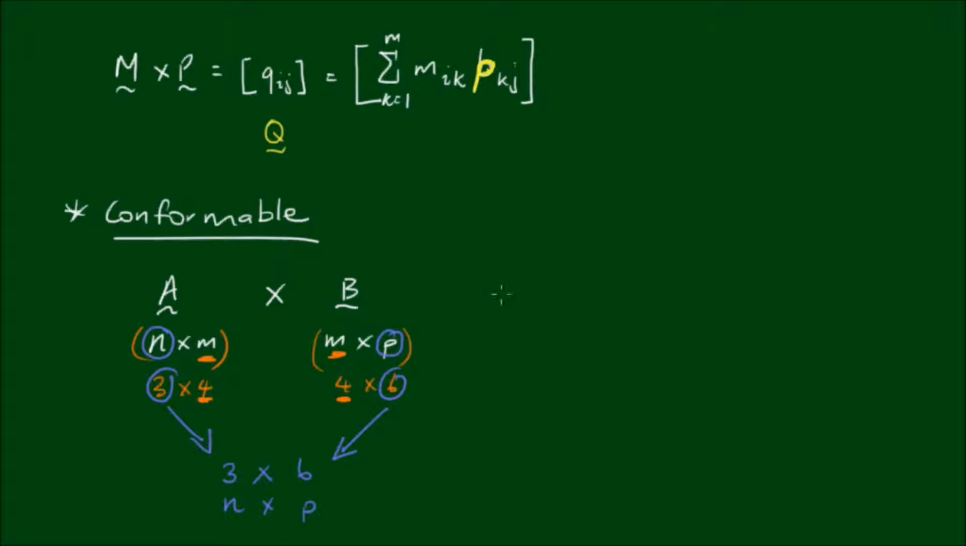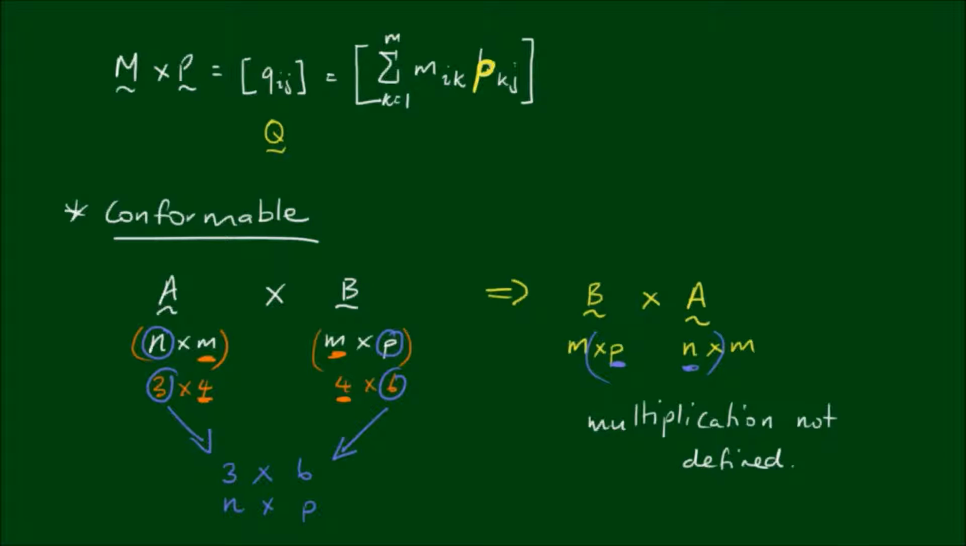So before I finish, would this work if we reversed the order? So if we were to multiply the matrix B by A. Again, if the matrix B had the dimensions m by p, and the matrix A had dimensions n by m, we can see that here p and n are not equal. So this order does not satisfy conformability. Therefore, multiplication is not defined for non-conformable matrices.